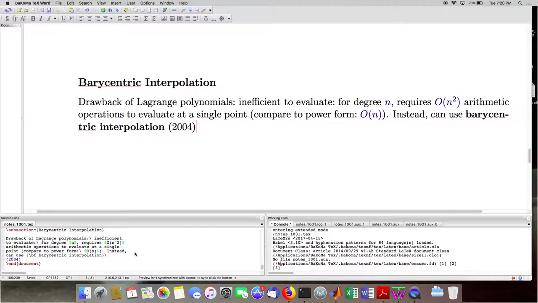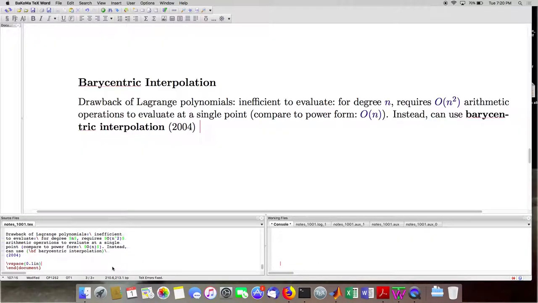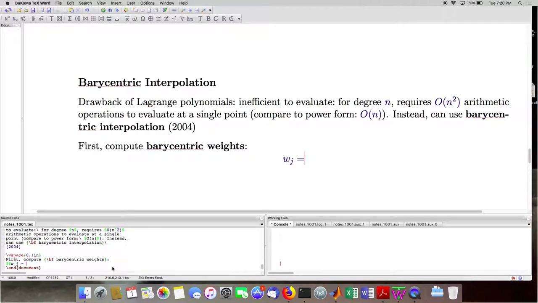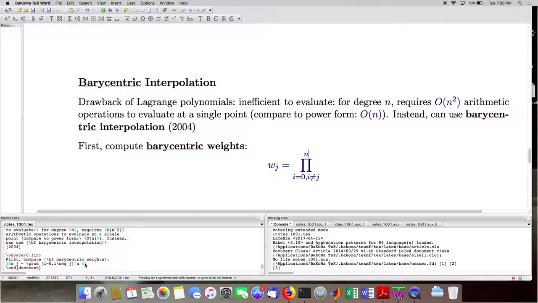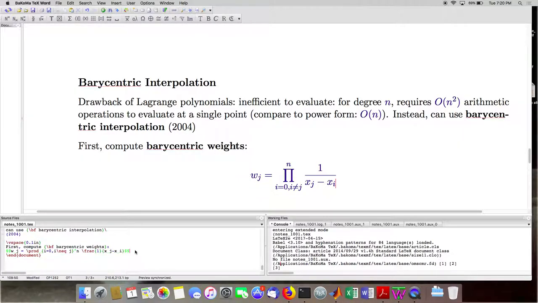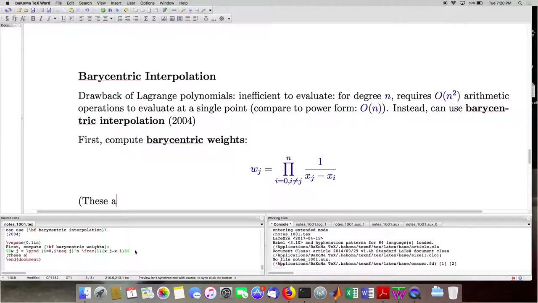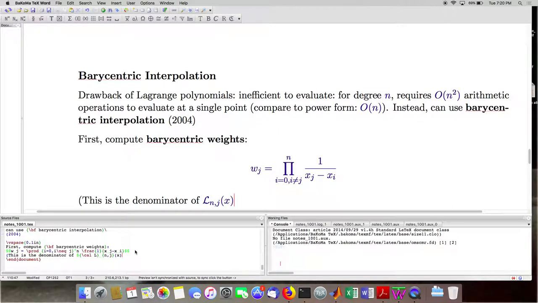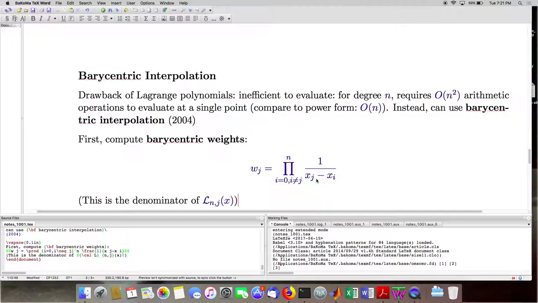So how does barycentric interpolation work? First, we compute what are called the barycentric weights. I'll give you a formula for them. That's a product, similar to how I defined the Lagrange polynomials. i goes from 0 to n, but we skip j because we're computing weight number j. And what we have is 1 over xj minus xi. Now, this expression we've actually already seen. This is the denominator of the Lagrange polynomial. That's what we divided by to make sure that when we plug in xj, we get 1.